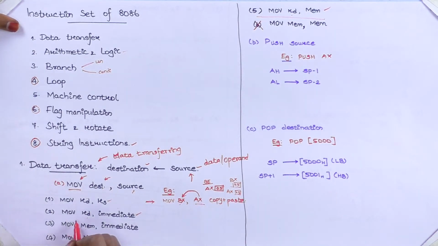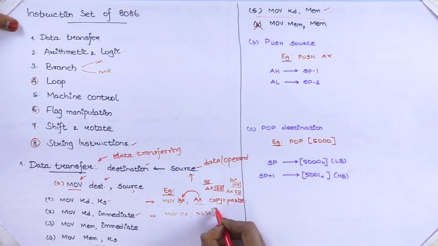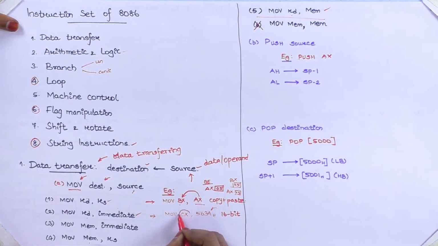Fine. So the next is register comma immediate value. So MOV CX comma 563A. This is a hexadecimal immediate value which is of 16-bit. This is a 16-bit register, so you are supposed to move a 16-bit value into this register. If we use an 8-bit register, you can use an 8-bit value to move.